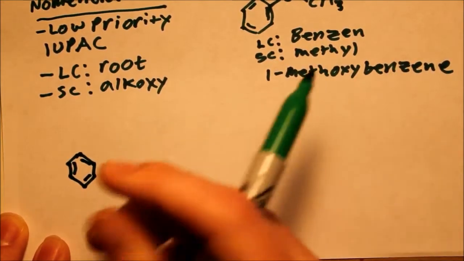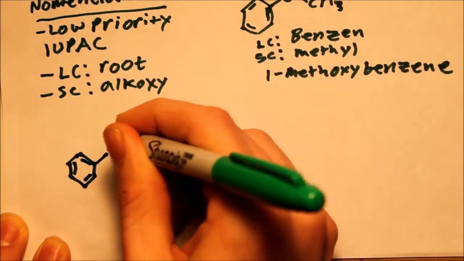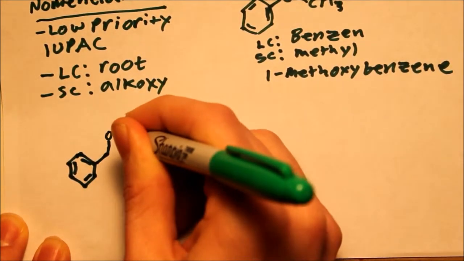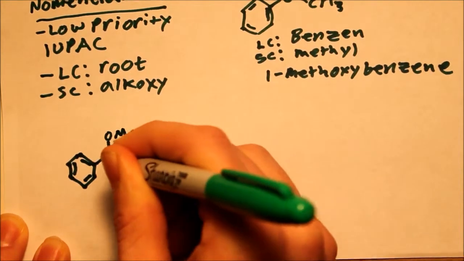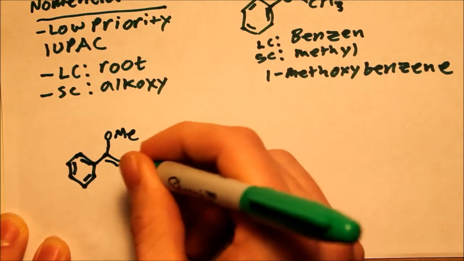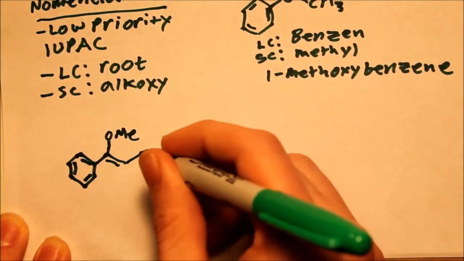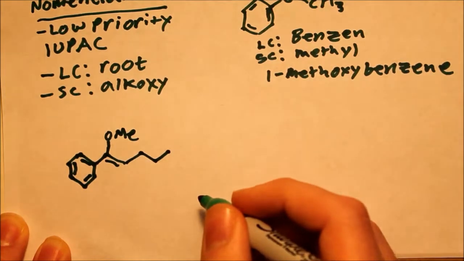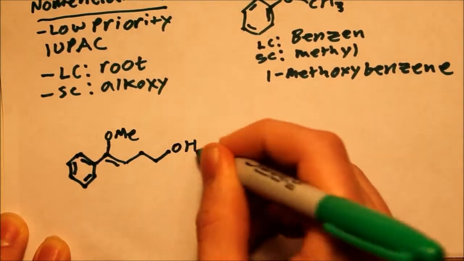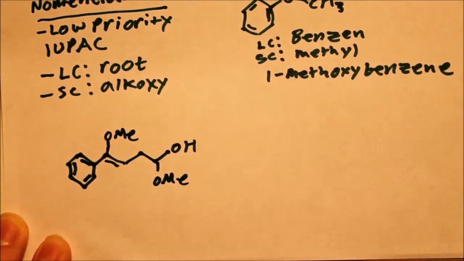And then let's say, for example, we have it attached to an oxygen and a methyl group. And then we have a double bond here. And then we have another carbon, let's say. And then let's add another carbon. Yeah, and then let's just put an OH here and an OMe here. Okay, so naming something like this.